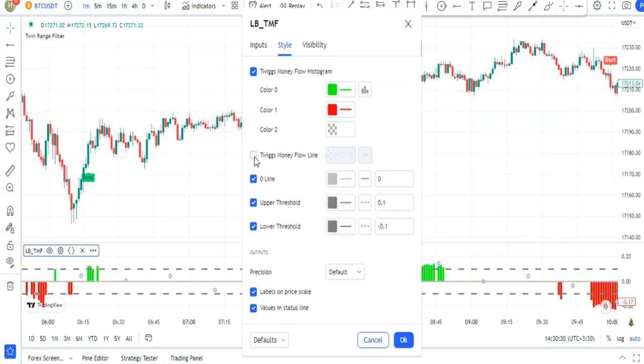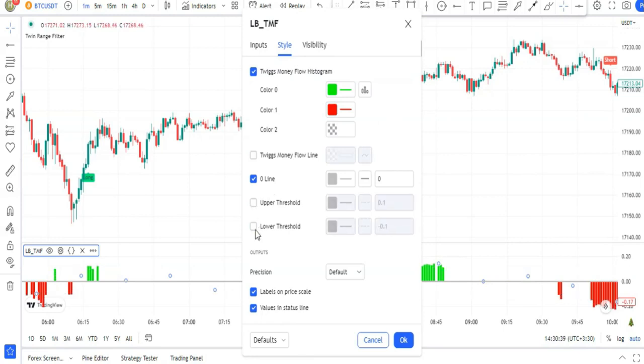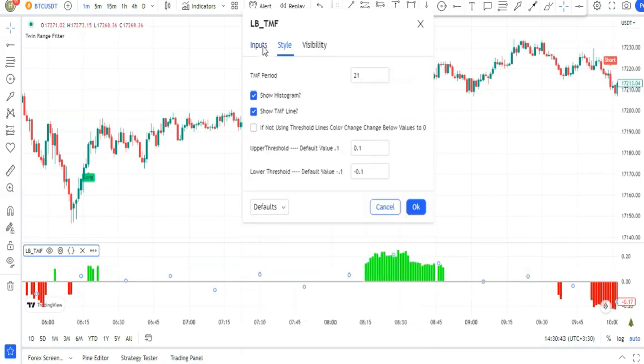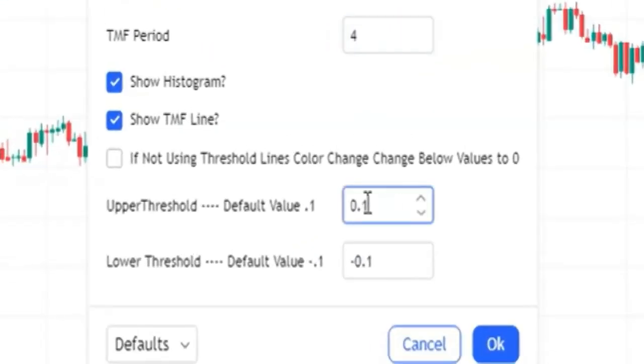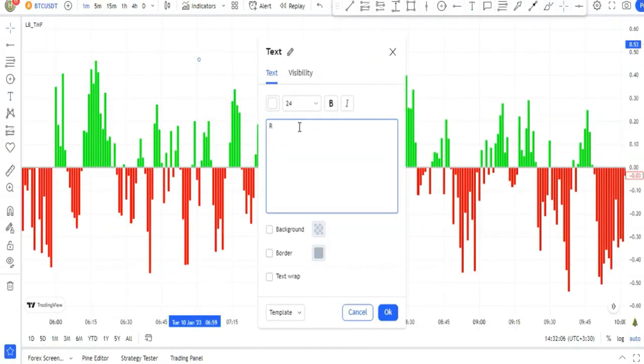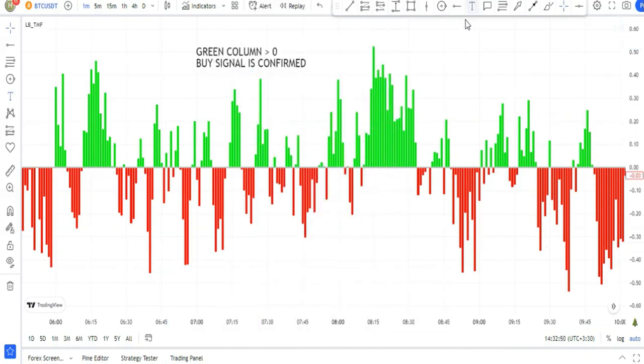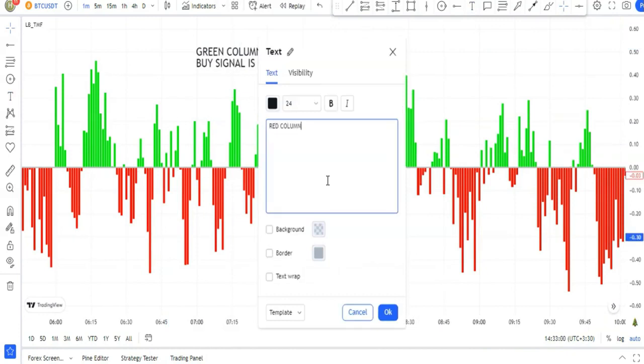After that, disable the Twin Money Flow line, upper threshold and lower threshold. Then in the inputs, change the TMF to 4, upper threshold to 0 and also the lower threshold to 0. Whenever the bars are green and above the 0 level, our buy signals are confirmed. And whenever the bars are red and below the 0 level, our sell signals are confirmed.